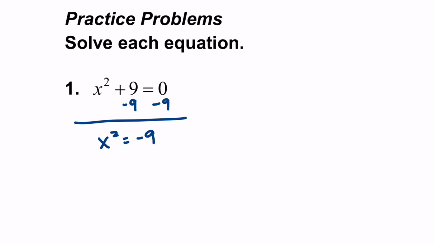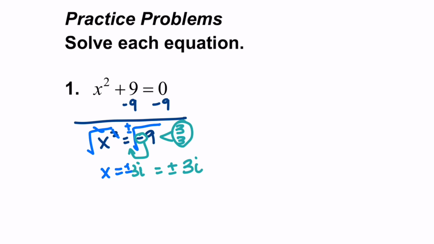Now the opposite of square is square root, so we're going to take square root of both sides. We also want to remember the plus or minus sign. Whenever we take the square root of both sides, we put in a plus or minus sign. The square and square root cancel, and I get x equals plus or minus. The negative comes out front as an i, and then the square root of 9 breaks down to 3 and 3, so it comes out as a 3. So we're going to say this is plus or minus 3i as our answer there.